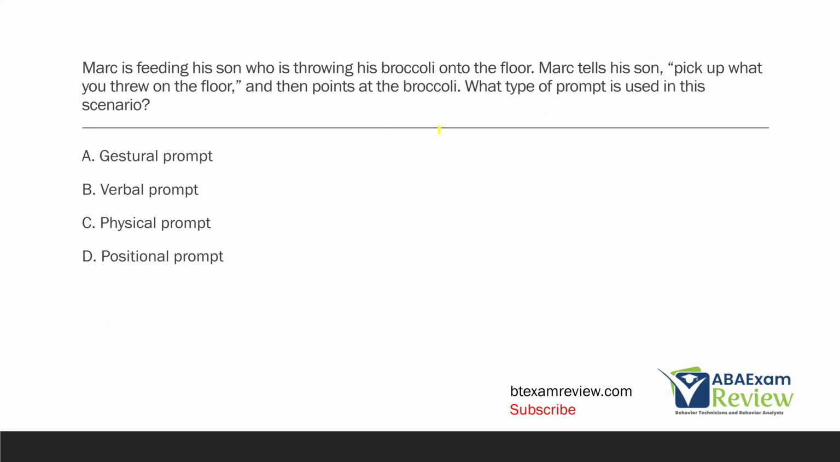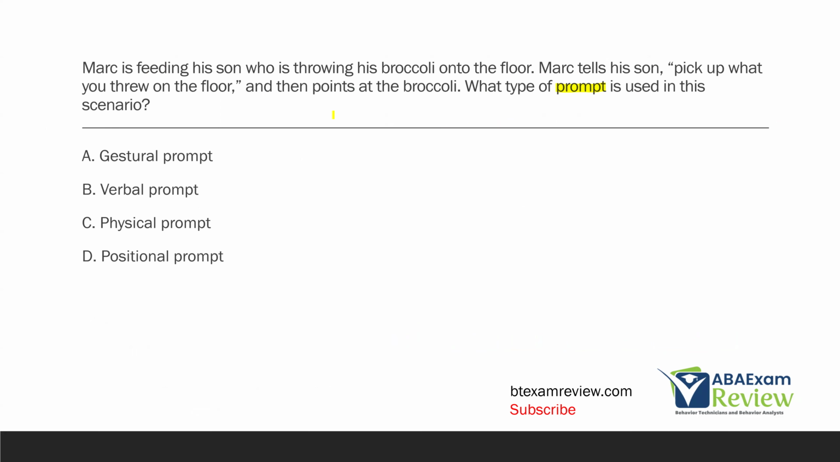Mark is feeding his son, who is throwing his broccoli onto the floor. Mark tells his son, pick up what you threw on the floor, and then points at the broccoli. What type of prompt is used in this scenario? So we have a pretty straightforward prompt question. The question is explicitly asking about the prompt. So I'm pretty sure Mark is using a prompt.